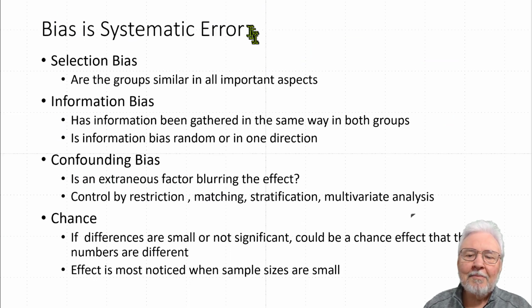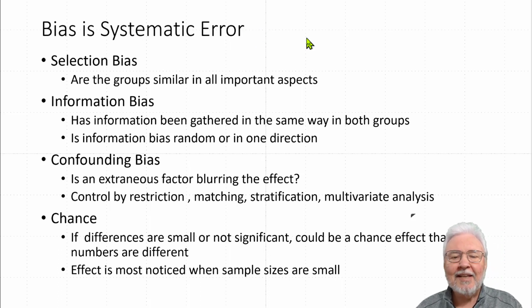So bias is systematic error. We don't like bias. We don't want systematic error in our studies. I'll give you an example of systematic error. Take, for example, the Goldman tonometry. That's a device that measures the pressure inside your eye. And it works by tapping on the cornea and determining how stiff it is. And the stiffer it is, the higher the pressure.